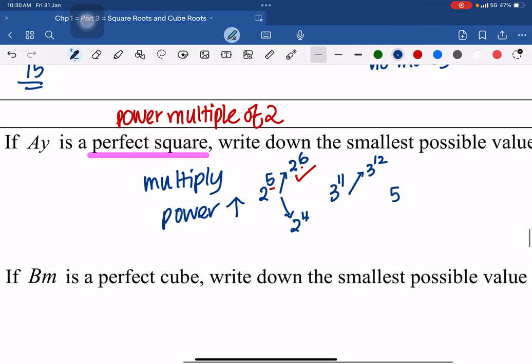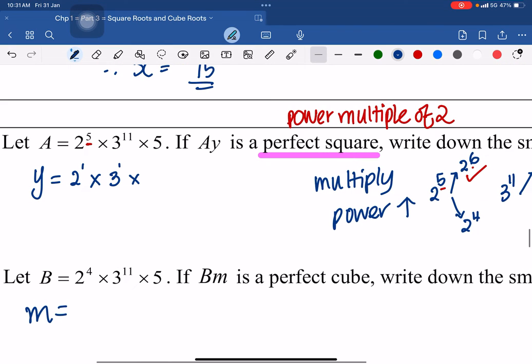Another one, 5. 5 is on its own. I need to make it become the nearest perfect square. Either have more 5 or less 5. So in this case, I make it increase to 5 to the power of 2. So I need one more power 5. 5 to the power 1, 5 to the power 1, so that becomes 5 to the power 2.